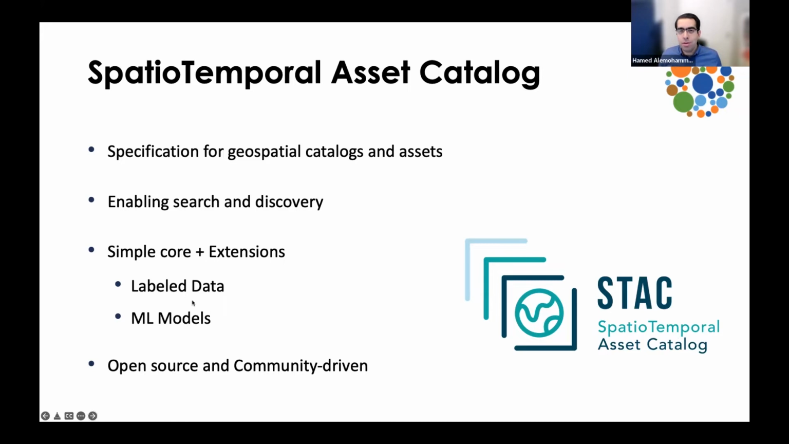There are two extensions in STAC. One is for label data, how you would host and catalog geospatial label data. The second one, which is very recent, is about how you would describe a machine learning model in a catalog and then put it in an API so people can access it.